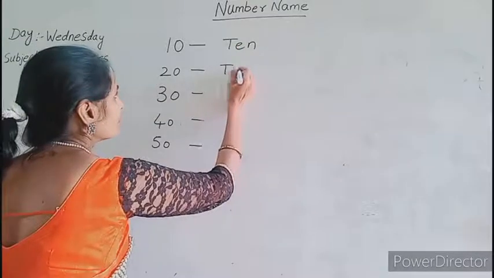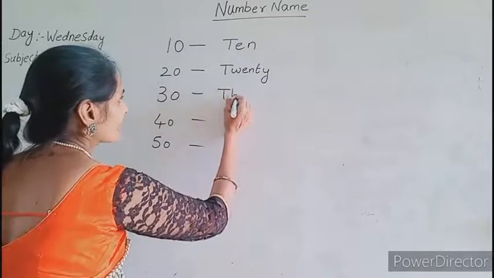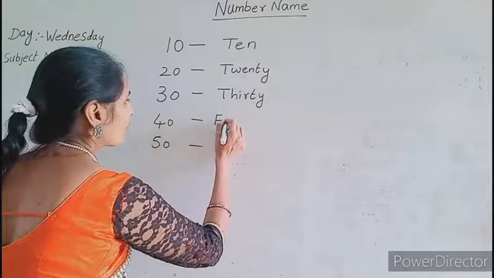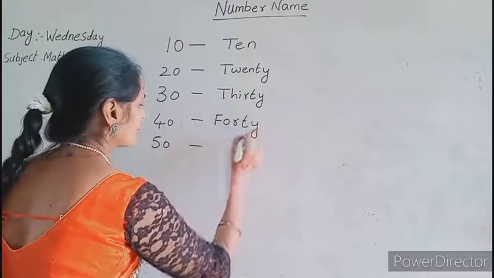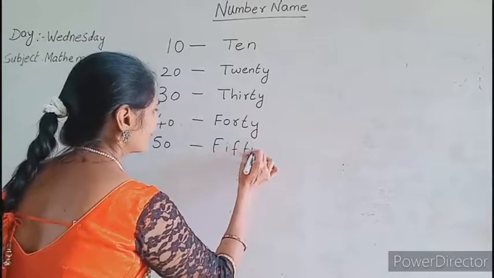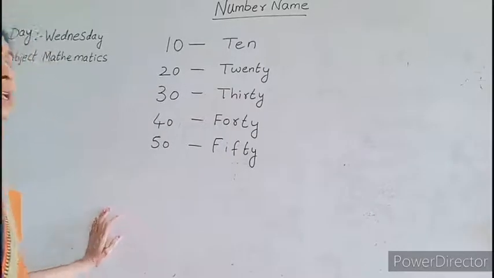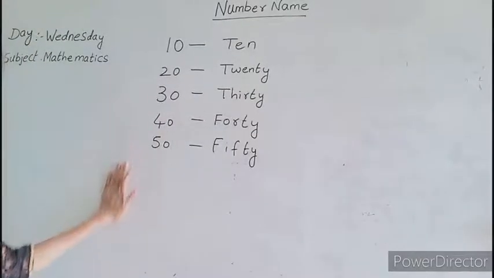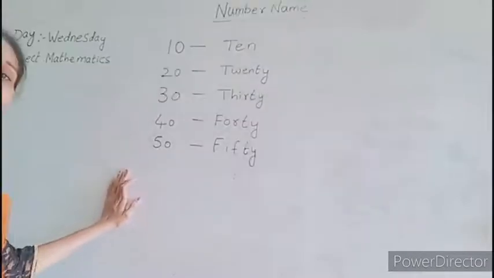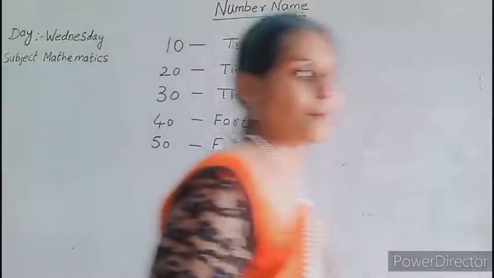T-E-N, 10. T-W-E-N-T-Y, 20. T-H-I-R-T-Y, 30. F-O-R-T-Y, 40. Then F-I-F-T-Y, 50. Before you learn the number names, you have to learn these number names very first, beta, okay? So that it will be very easy to learn the number names. Okay, dear kids?